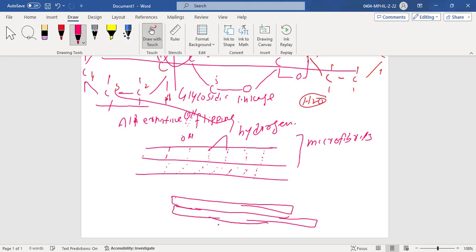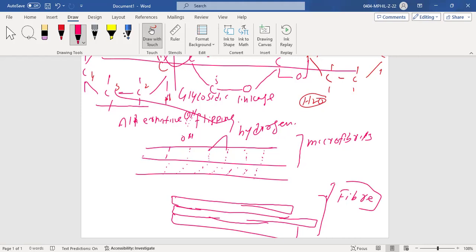They are together like this. So this is what? It is fiber. You can say it's a macro fiber or simply fiber, right?